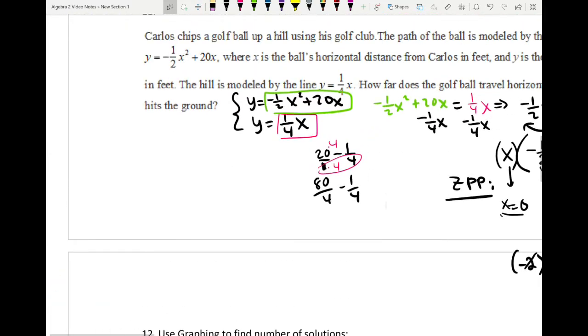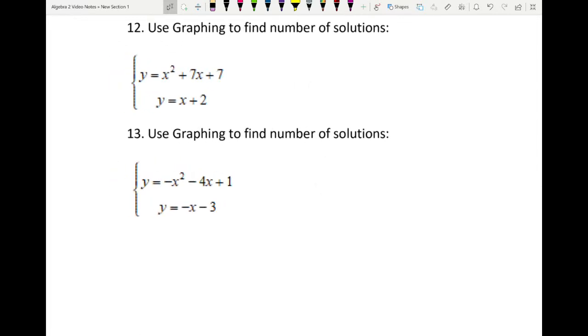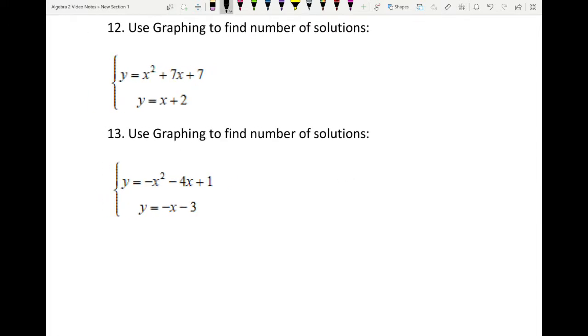All right. Number 12. Use graphing to find the number of solutions. So this time we just want to focus on the graphing part. We don't want to solve it, just graph it. In order to graph this, I need to find the vertex. So let's find the vertex first.